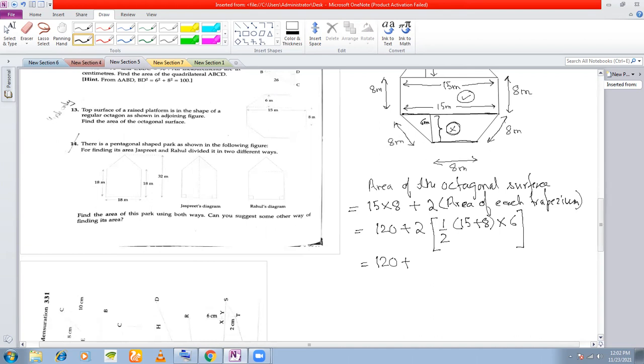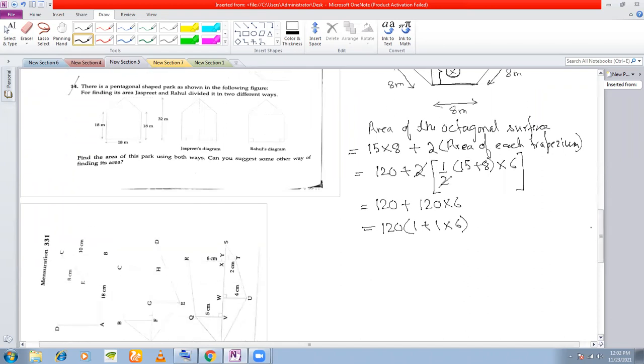So hence, what is the area? 120 plus, you can cancel this 2 here. Okay, so you get 15 into 8, which is again 120 into 6. How do you calculate this? You can take 120 common. You get 1 plus 1 into 6. Right? Basic algebra. So this is 120 into 1 plus 6, which is equal to 120 into 7, which is equal to 840 meter square.